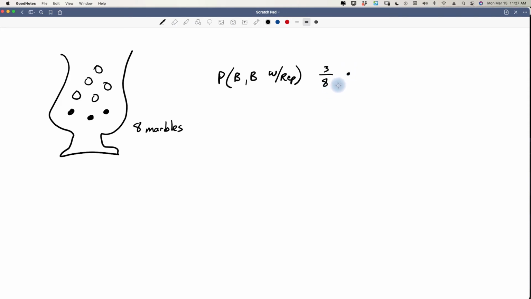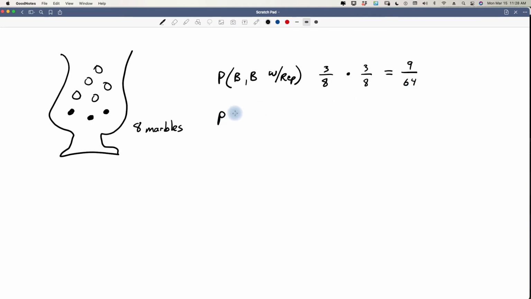So for our second draw, with replacement, so we put that marble back, we want another black marble. It's the same probability, 3 out of 8. So we would multiply those and we would get 9 over 64. That would be our probability for drawing a black and a black with replacement.